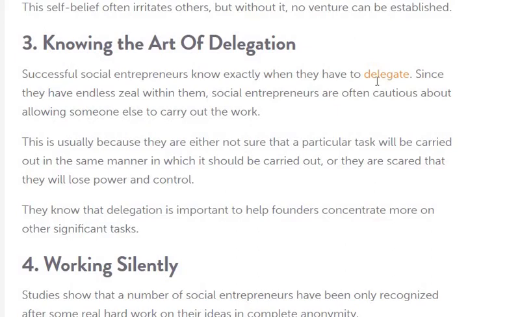Social entrepreneurs must have the art of delegation. How to delegate in front of others. If they have no art of delegation, it means no trait of leadership in the shape of a social entrepreneur.